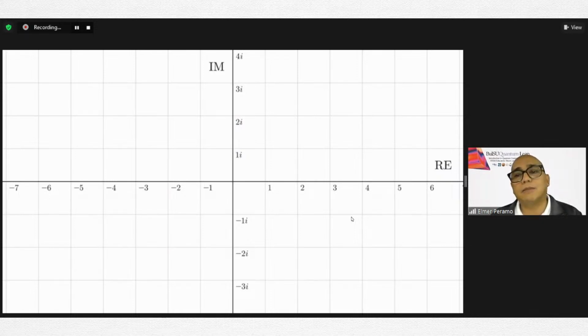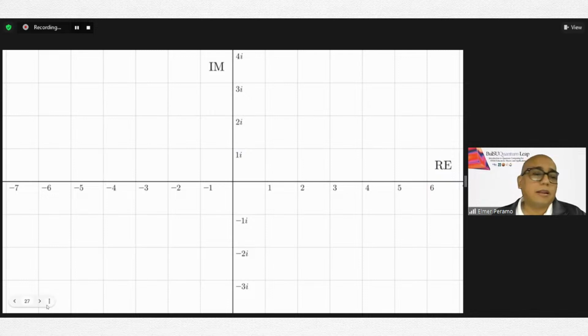For example, in a Cartesian plane, we call this the complex plane. So in the complex plane, you can represent every point here as a complex number. So the horizontal axis is the real part, or the real axis, and the vertical axis is called the imaginary axis. So every number here is a complex number.